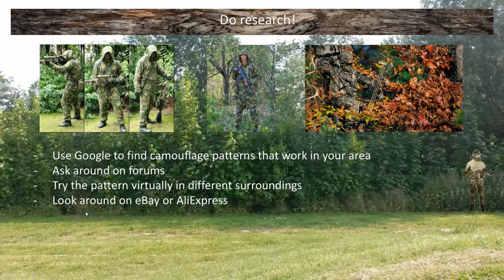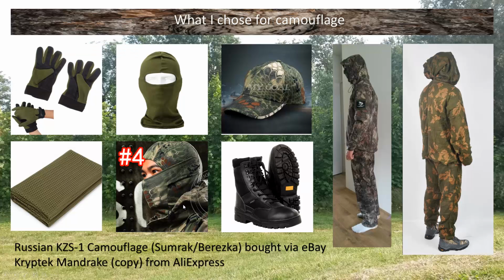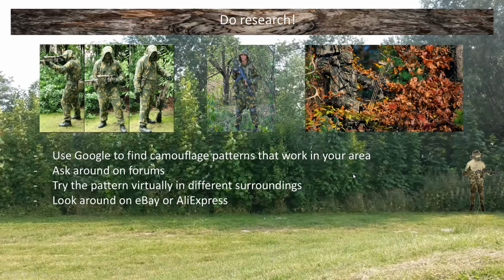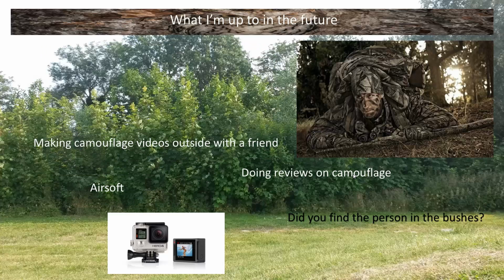And I would also advise you to look around on eBay or AliExpress if that's where you're going to buy your stuff, because like I said, the stuff that I bought on eBay, like this KZS, you can also look at it, or you can look for sniper suit or something like that on eBay, and you'll find stuff in there, and maybe there are reviews and such on there. So those will give you information as well.